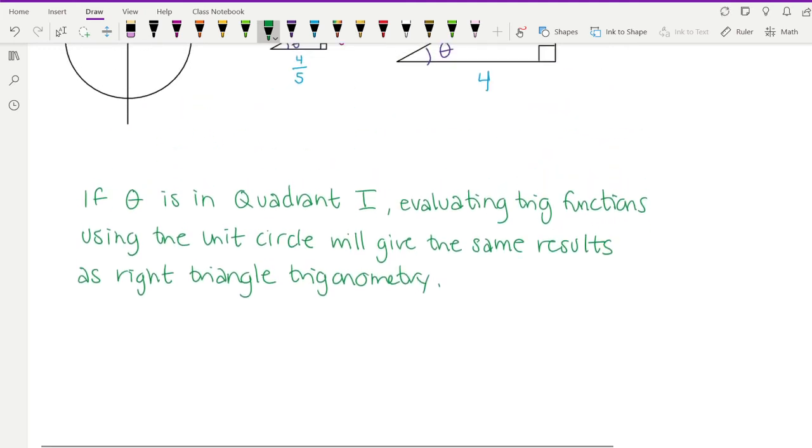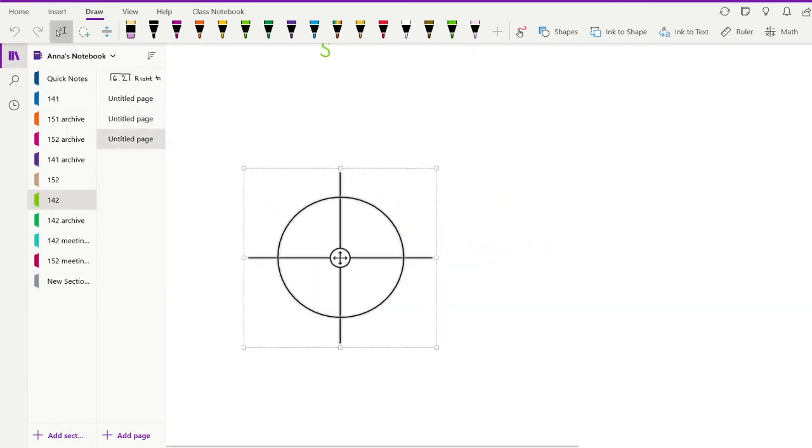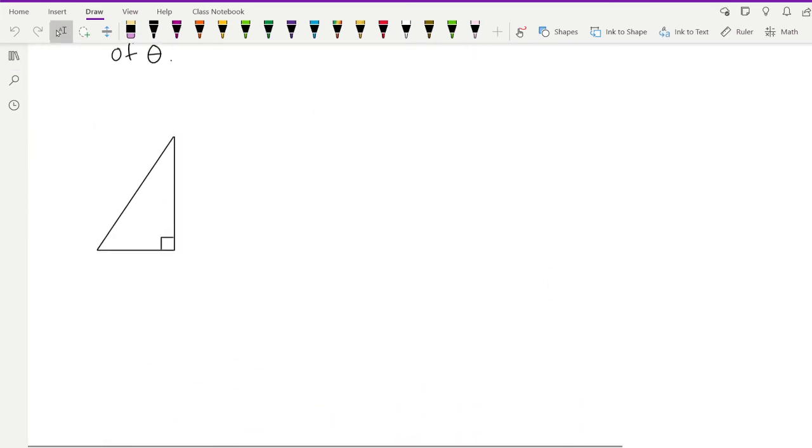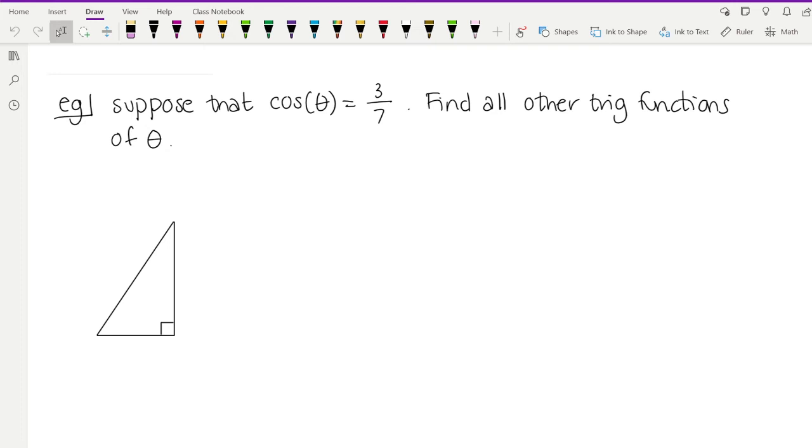Okay, so I want to do a couple more examples that are a little bit different. The first example I want to do is one where we're not given all of the sides of the triangle. On the examples we've done so far, we were already handed a triangle that had sides labeled. In this case, we're told that cosine of theta is equal to 3/7, and we want to use that information to figure out what the other trig functions are.